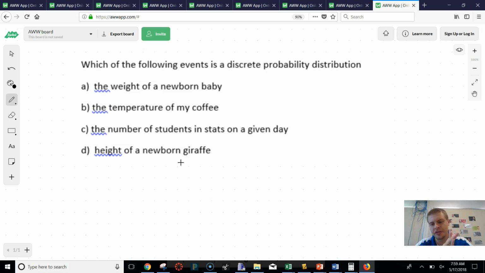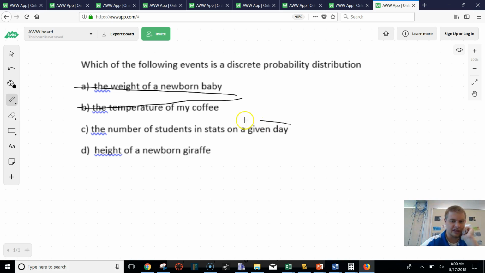Okay, which is the discrete event. Discrete events are things that are countable, so like things I can count on my hands. That's what discrete means. The weight of a newborn baby. I can't count that on my hand because that could be like 18 point whatever pounds. I don't have a part of a finger. Temperature of my coffee. No, because again, you can have a partial temperature. It doesn't mean that I have to have 97 degrees. It could be 97.3 degrees. Can't count that on my fingers.